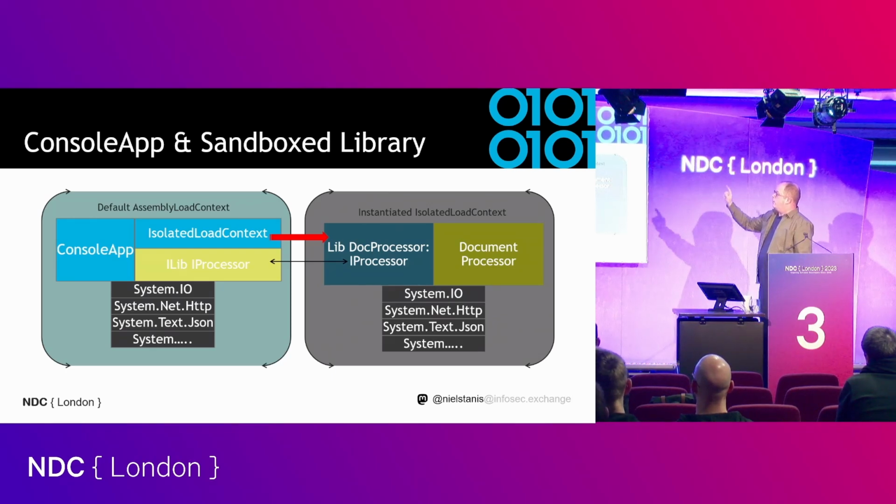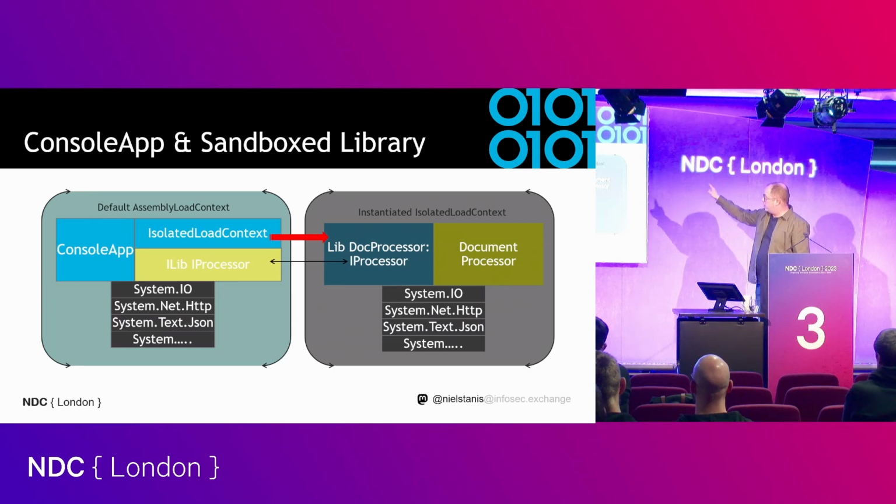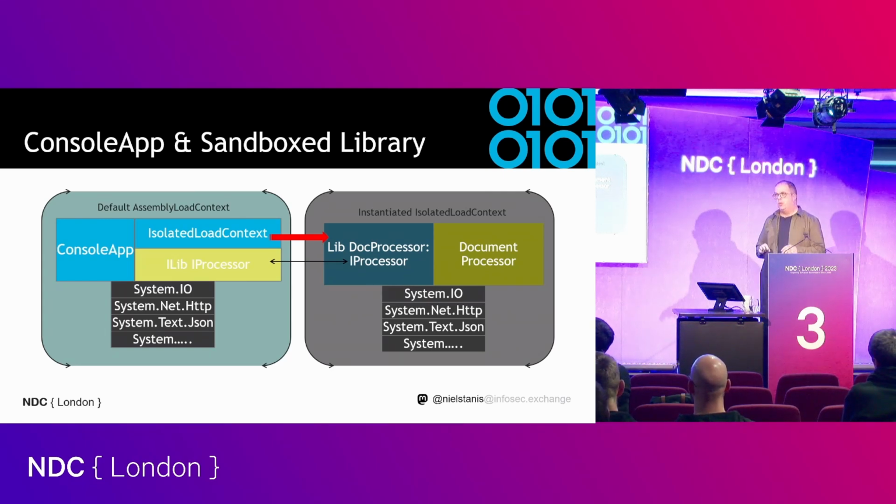We created the load context itself. We put the library itself into the document processor, into the library implementation. And the load context is responsible for creating an instance of our sandboxed load context. And then we see the left-hand side has its own .NET libraries that it uses, right? The System.IO, and the right-hand side has the same. And that's, of course, part of the trick that we're going to do. So it allows us to control what libraries are used by, in this case, our document processor.